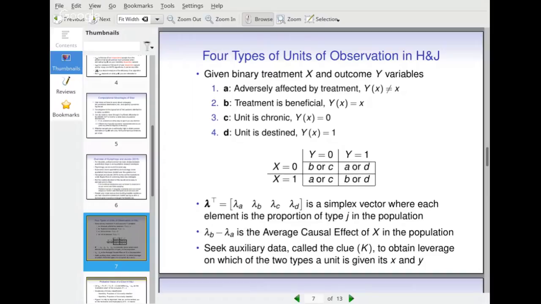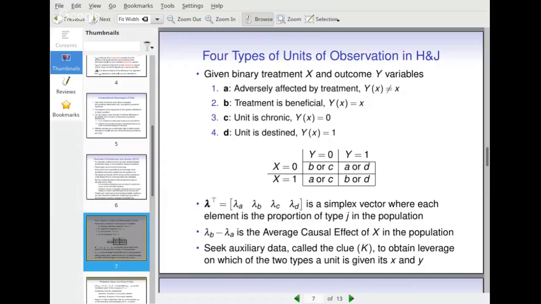We need a clue that helps us distinguish, at least probabilistically, is this more likely to be a type B or more likely to be a type C, or whatever the other combinations are. So we need something K beyond X and Y to give us more information about each country's type. We just need a little bit of information to start to tip the scale and be able to estimate this average causal effect.